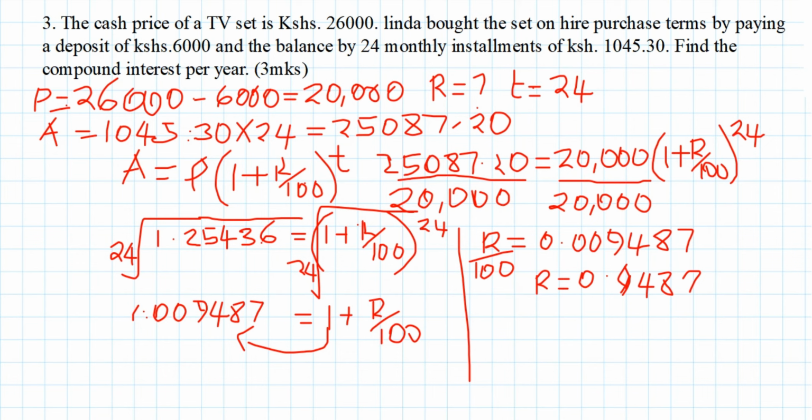Since our time when we were working out up here was in months, it is the rate per month. To get the rate per year, as the question has instructed us, we multiply the rate per month by 12. And when we multiply the rate per month by 12, we obtain 11.38%.